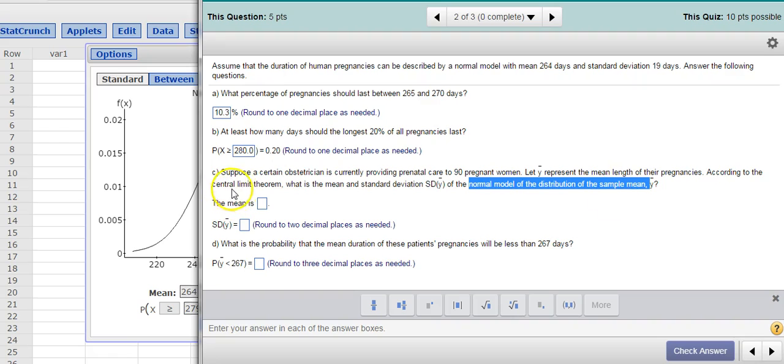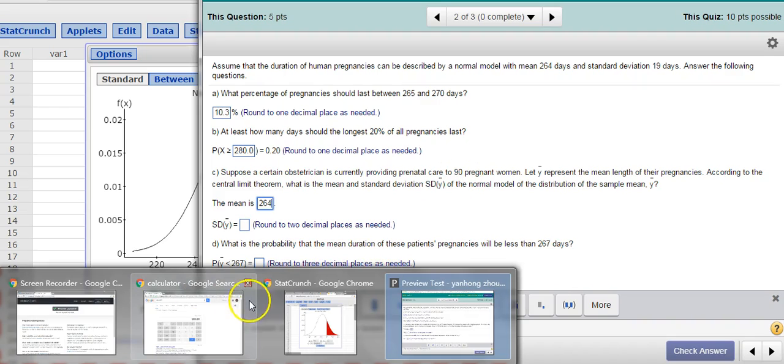So according to central limit theorem, we say that if the original model is normal, then the mean also has a normal distribution with the same mean as before. So you're going to keep this mean. So your mean is the same as before, but standard deviation of the mean is going to be scaled by using the original standard deviation divided by the square root of sample size. So let's do that.